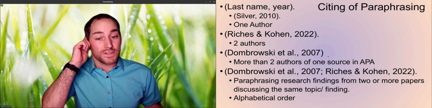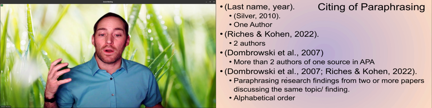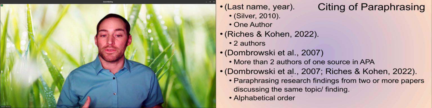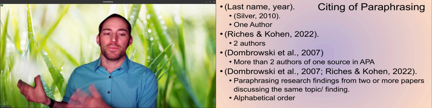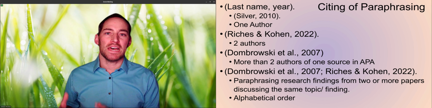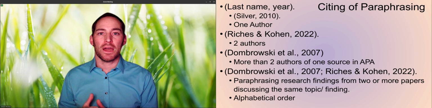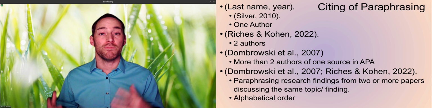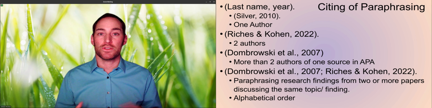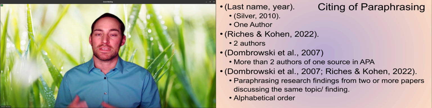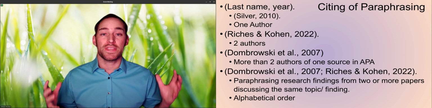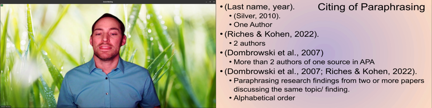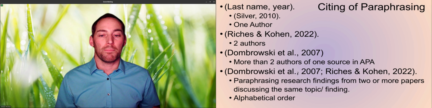All right. Oh, also, make sure if you are paraphrasing research from multiple authors. So let's say both Dombrowski and Riches and Cohen tested the same kind of aloe vera mindfulness in 2 separate studies. So I'm talking about the results of both those studies together in my paper. So I'm paraphrasing their findings, talking about them both together in one sentence. At the end of that sentence, I include both sets of authors separately.